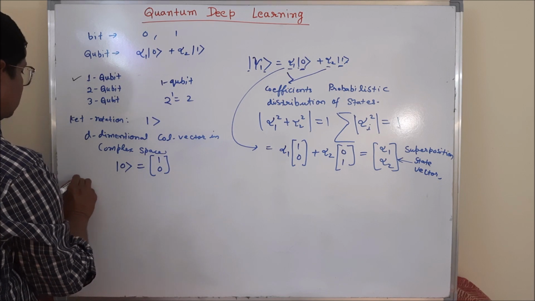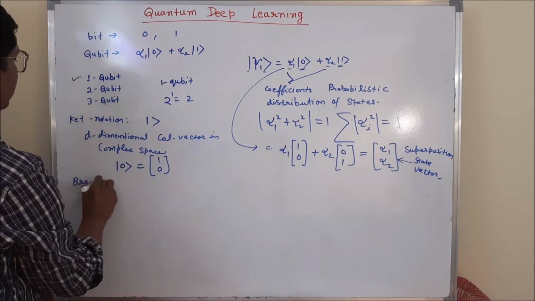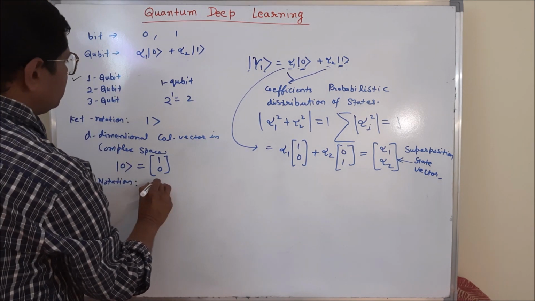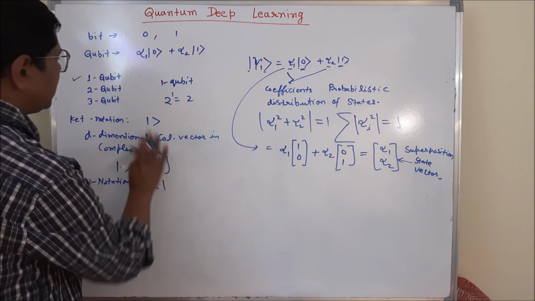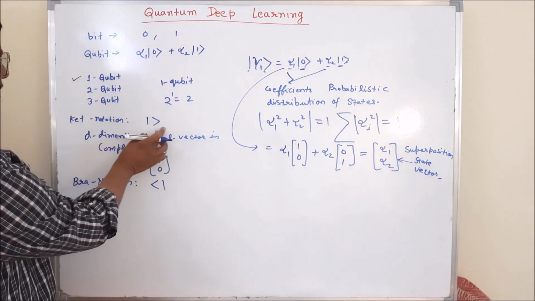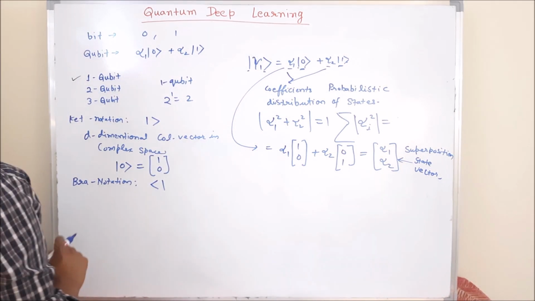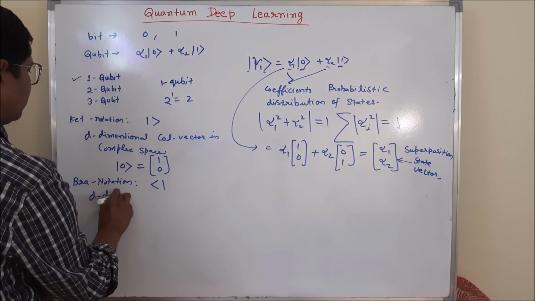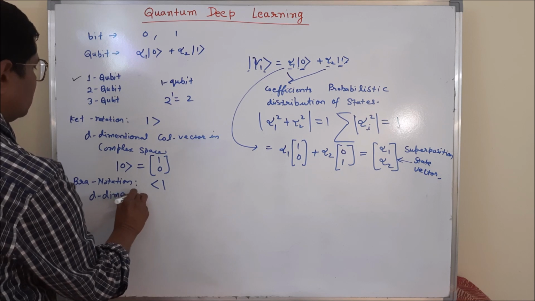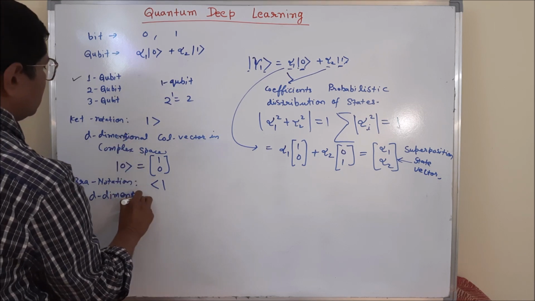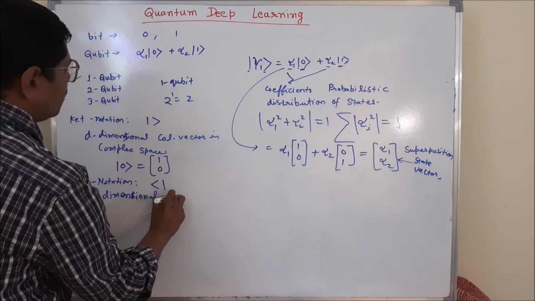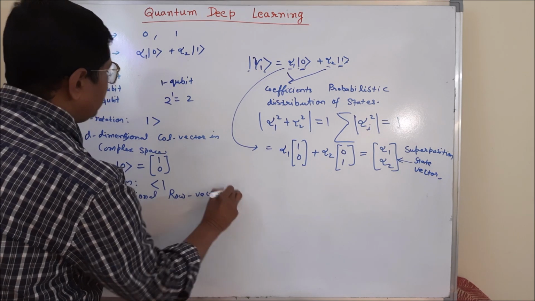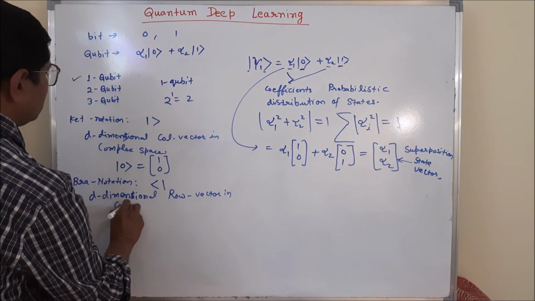Another notation that is also used is called the Bra notation. We use just a conjugate kind of notation, just keep it here, then you will get the Bra notation. The definition is also the same. It is a d-dimensional row vector in complex space.